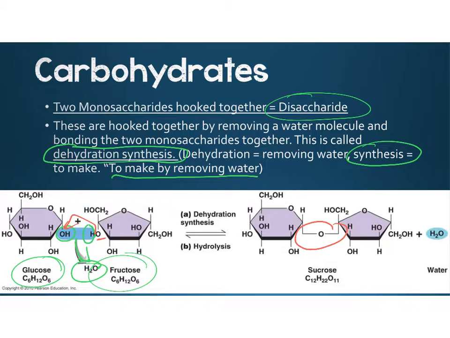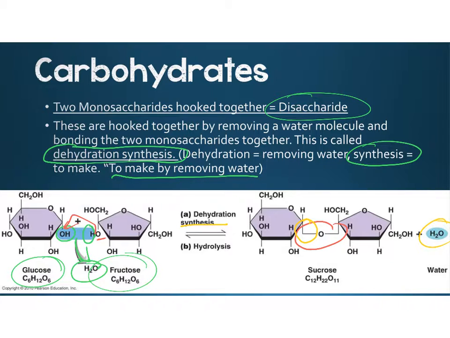So when we remove the water, we get this bond formed here, and that special bond is this bond right here that hooks those two molecules together. In the process, we've removed water from the situation. And again, that is dehydration synthesis. Now, can we go the other way? Can we take this disaccharide and break it apart into two monosaccharides? And the answer is yes.